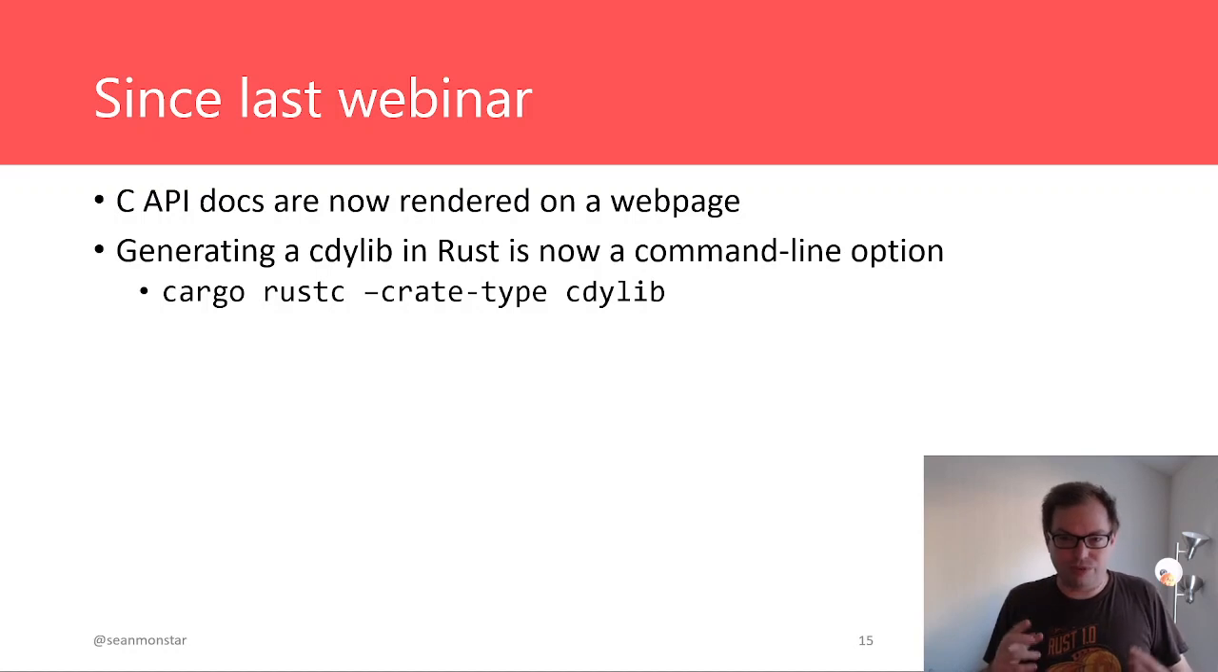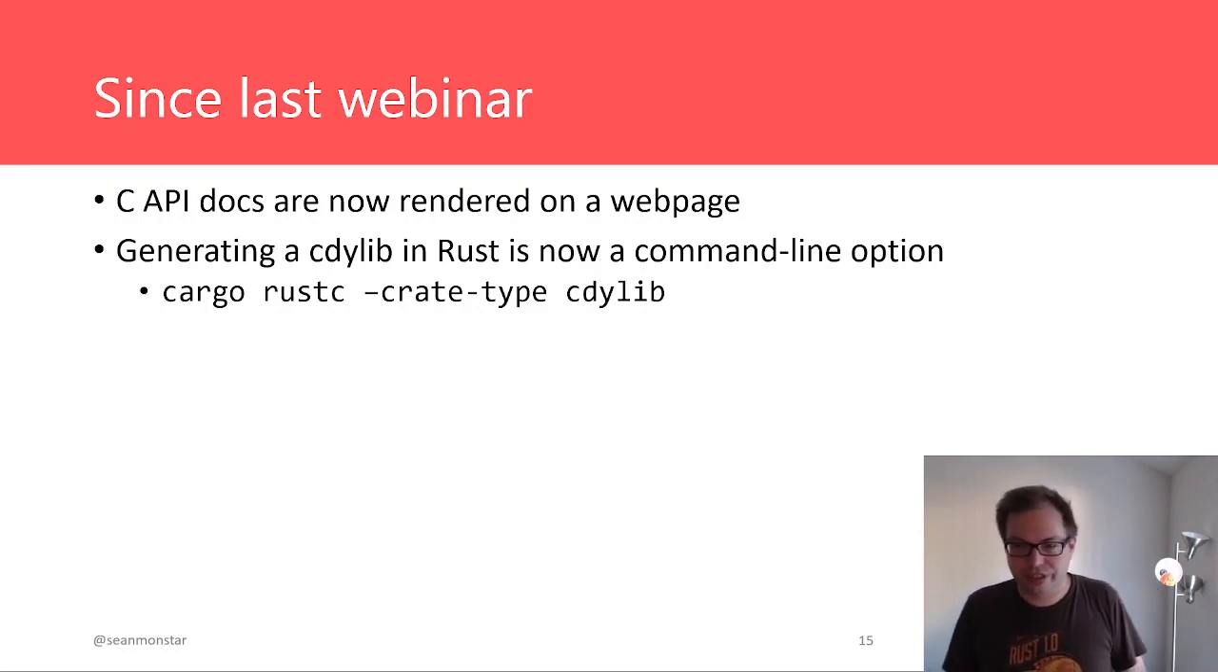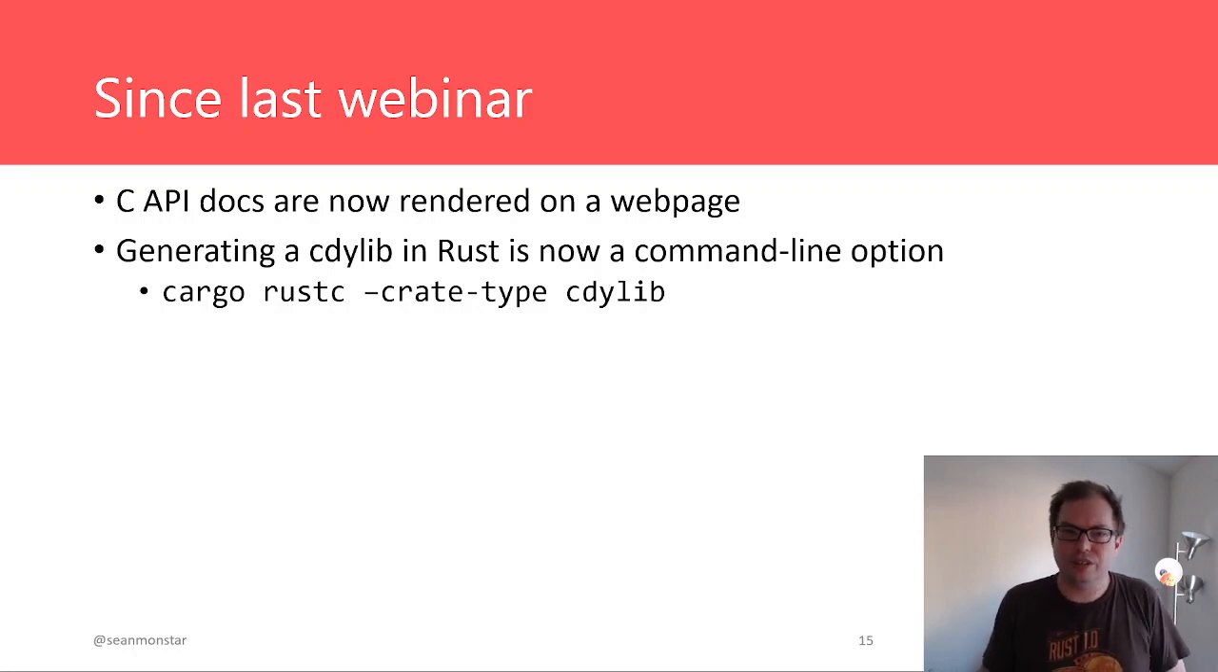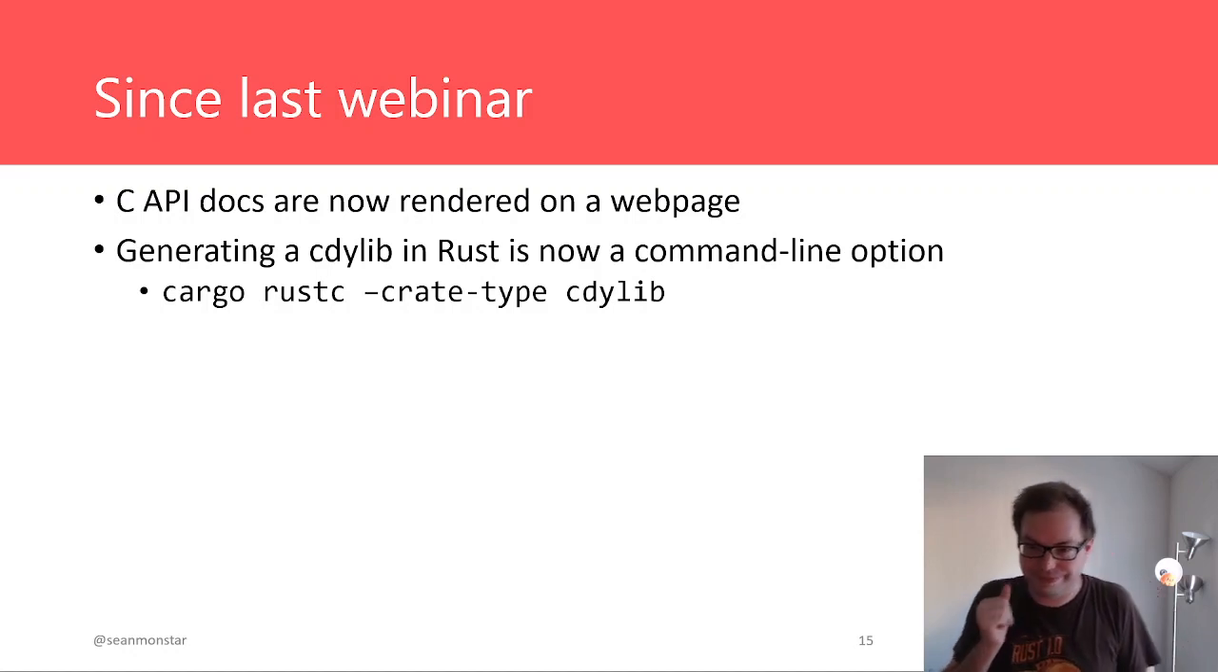First of all, we've gotten the C API documentation rendered on a web page. That's at docs.rs/hyper, the FFI module. There are pages for all the types and the functions, and some documentation about how that works. As always, docs could be better, but that is a significant improvement over just reading through a header file.